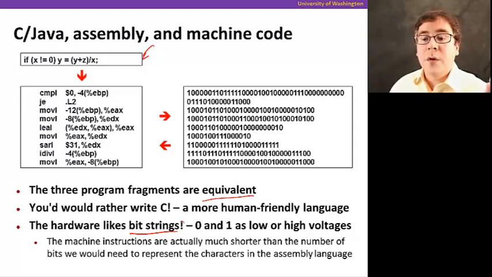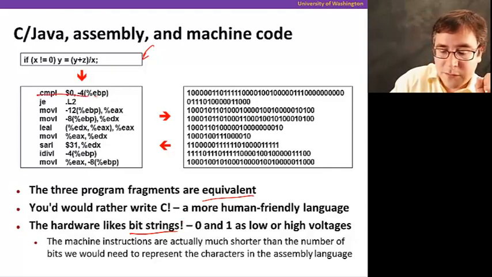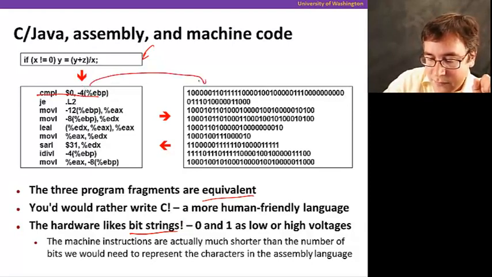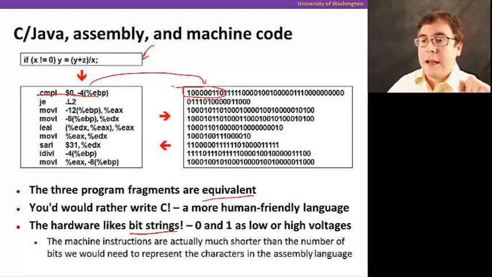The machine instruction is actually much shorter than the number of bits we would need to represent the characters in the assembly language. It's a much more dense encoding of the assembly instructions that we see here. But there's a very direct correspondence between these simple assembly instructions and some of the bits in machine code.